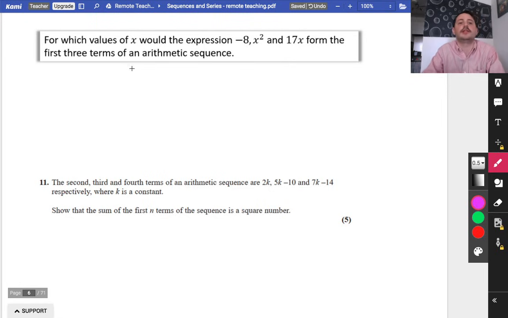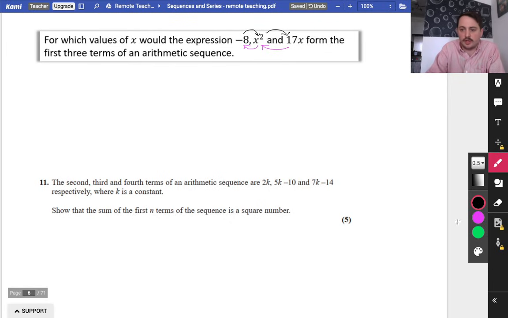Okay, now of course, they are probably going to want to make these things a bit trickier at A level. So it says here, for which values of x would the expression -8, x squared, and 17x form the first 3 terms of an arithmetic sequence? Well, they would make an arithmetic sequence if the difference between them were constant, if it was a common difference. So I'm going to say this one, take away this one, and then this one, take away this one. If they are exactly the same as each other, then it would be a common difference. You could also do this one, take away this one, and this one, take away this one, as long as they're going in the same direction.